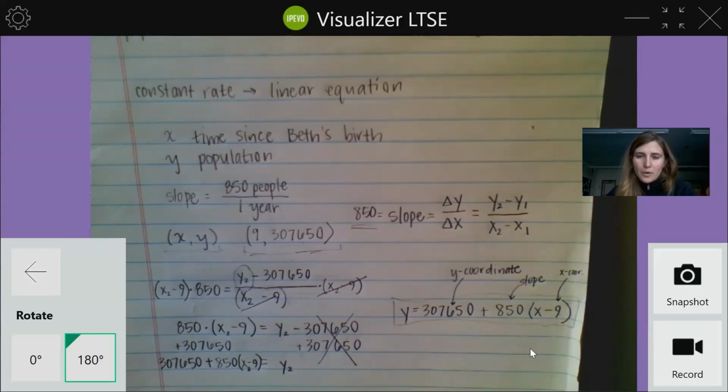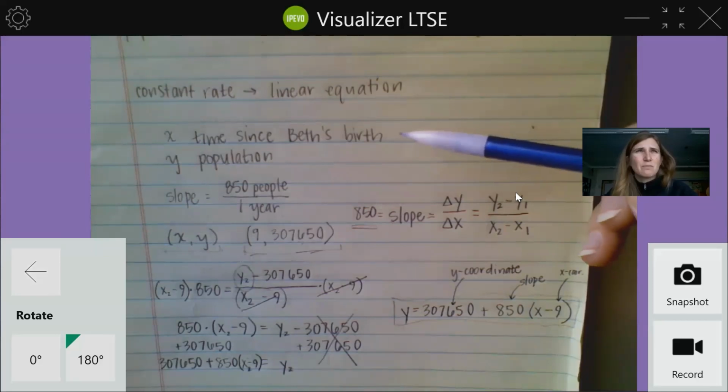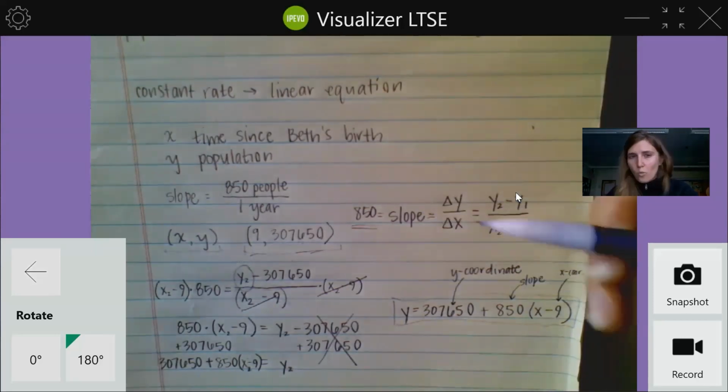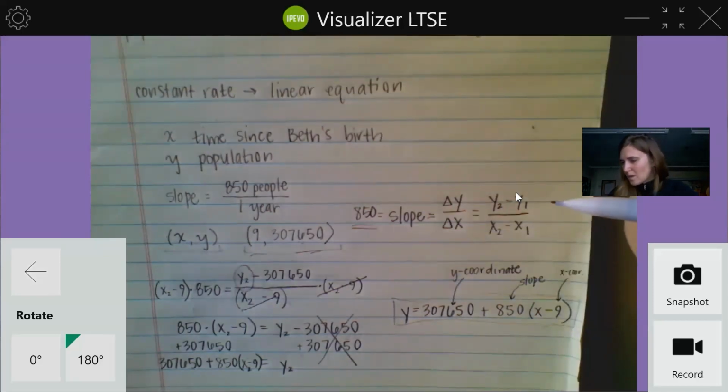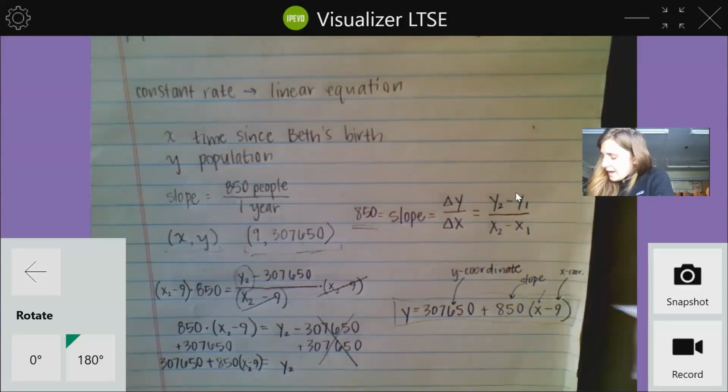So remember that time since Beth's birth is represented by the variable x, and y was the population. So if I'm looking for the population on Beth's 16th birthday, that means I'm going to plug in 16 for x. Then I'd solve for y, and I'd be able to find the population. So let's go ahead and do that. Do 16 in place of x here.